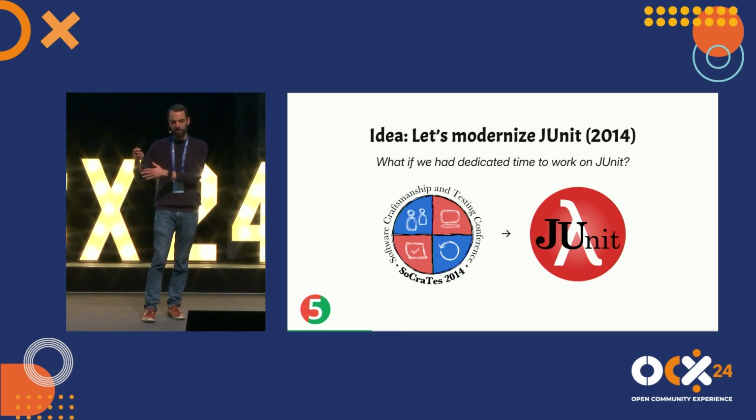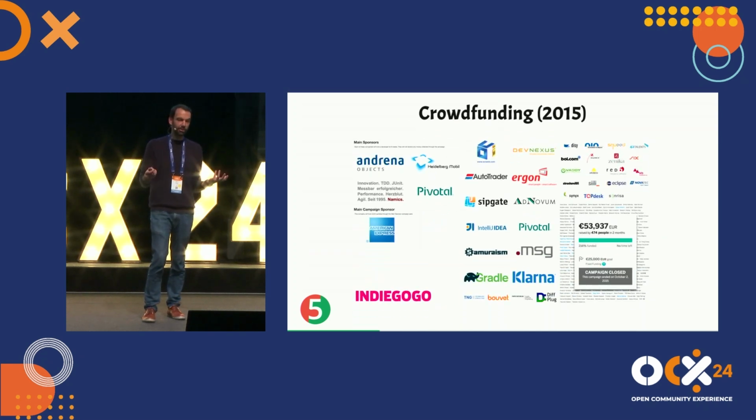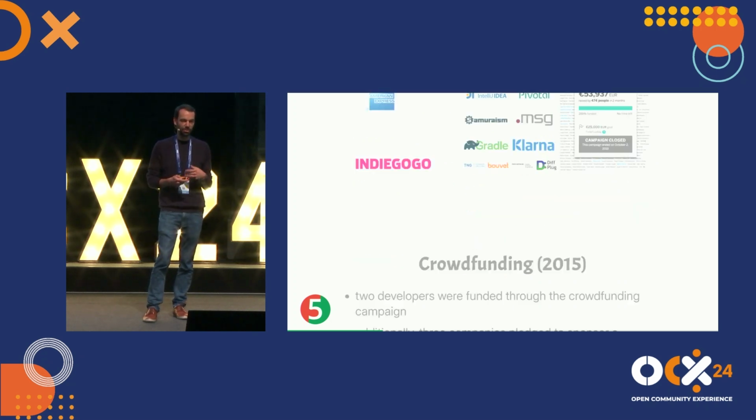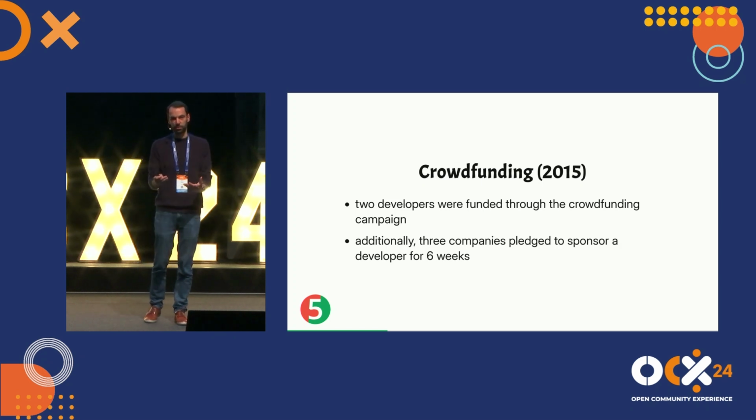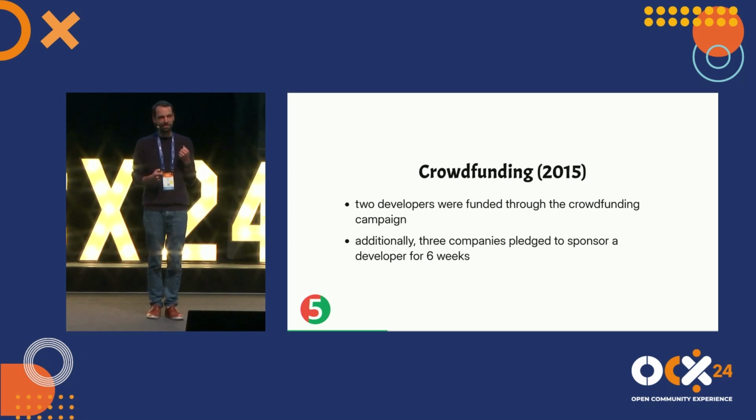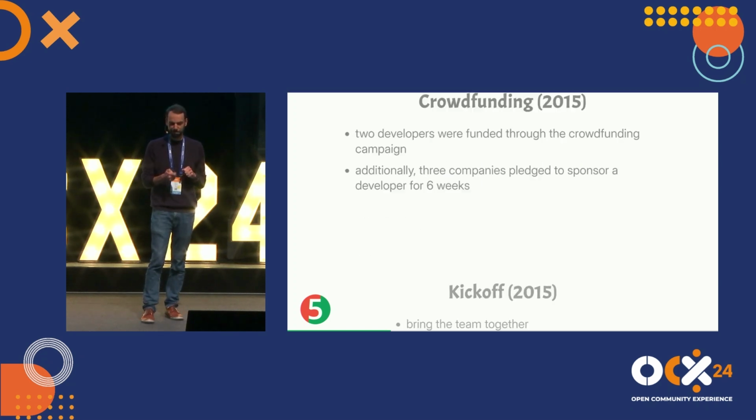And this is how this whole JUnit Lambda thing came to be, which was a crowdfunding campaign that we did in 2015. And we raised about 50,000 euros to sponsor 2 developers for 6 weeks. And additionally, we found 4 other people, me included, that had an employer who would give them the time to work on JUnit for 6 weeks. So we thought, 6 weeks, that's awesome. We could really make a dent. So what do we do first?